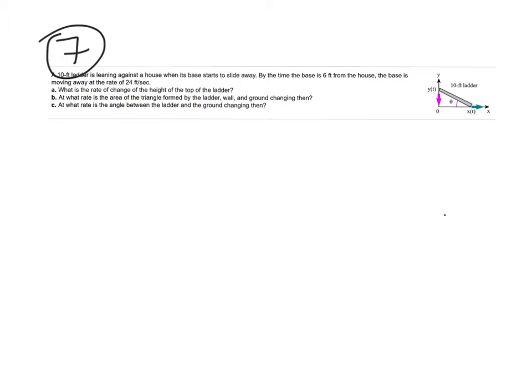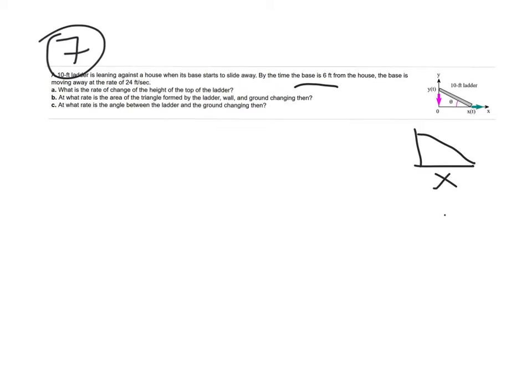Okay, so for this one, I see a right triangle. Certainly for the first one, when they're asking us for the rate of change in the height, I'm just going to be working with a version of the Pythagorean theorem. Okay, so what are they telling me? They're telling me it's a 10-foot ladder.